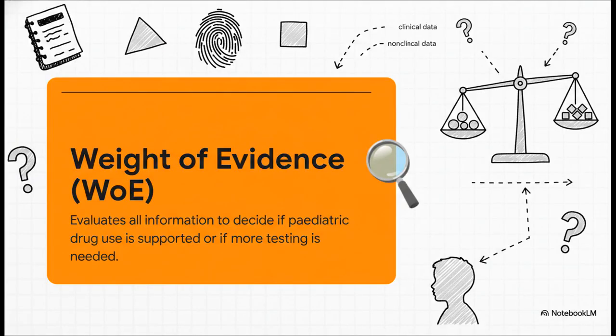I want you to think about the weight of evidence approach, or WOA for short, like a detective building a case. You're not looking for one single smoking gun. Instead, you're gathering every single clue you can find. Pharmacology data, existing clinical data, everything. And putting it all together to make a judgment call. Do we have enough to go to trial, or do we need to send the team out for more evidence?